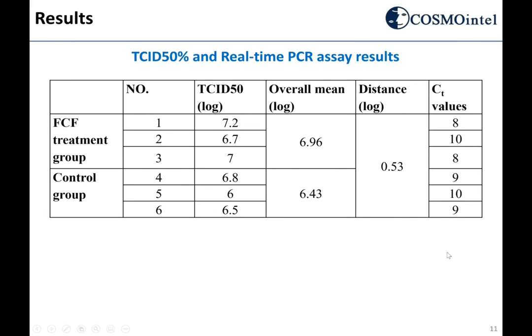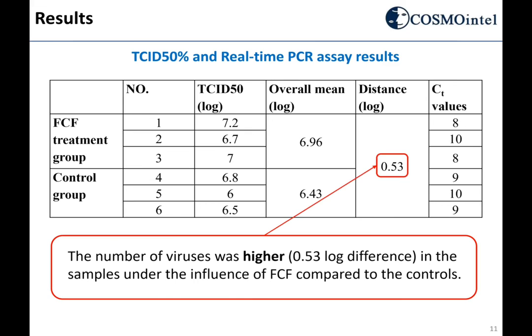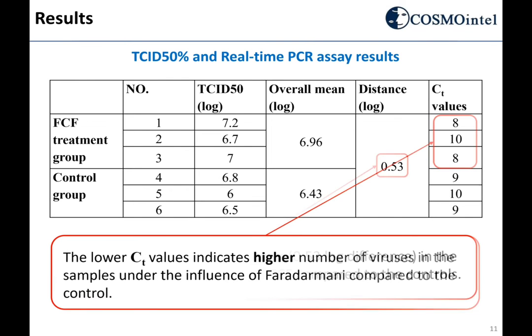So let's look at the results we achieved. This is TCID 50% and real-time PCR assay. By looking at the TCID 50% result, we can see that the number of viruses was increased, with a 0.53 log difference in the samples under the Faradarmani treatment compared to the control group. And by looking at the CT values, which evaluate the results of the real-time PCR assay, we can see that the lower CT values show the higher number of viruses in the samples under the influence of Faradarmani compared to the control.